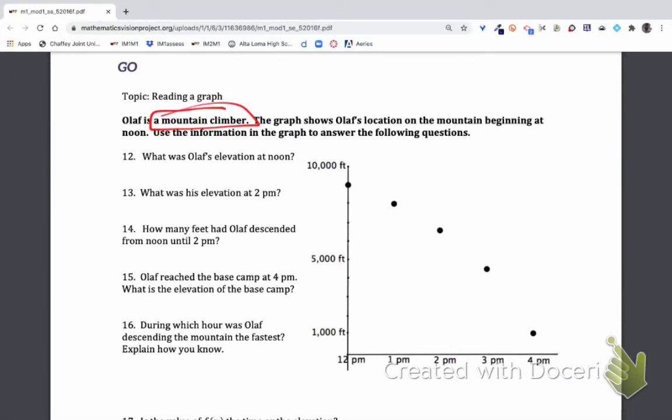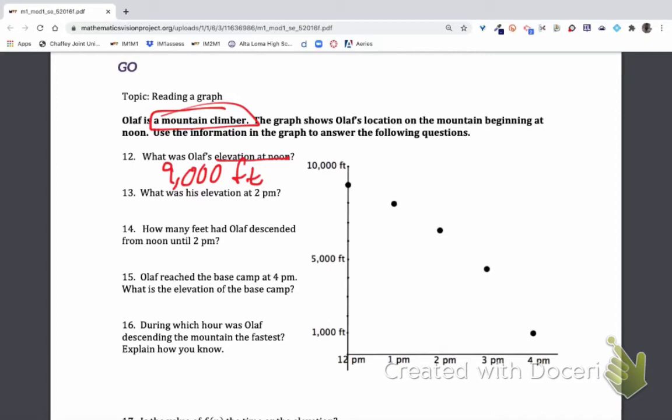So Olaf is a mountain climber, not a snowman. And what we're looking for here is his elevation at noon. So if you look, you've got 1,000, then 5,000, then 10,000 up here. And if you look in between, you've got 1, 2, 3, 4. So maybe this is 2,000, 3,000, 4,000, 5,000, 6,000, 7,000, 8,000, 9,000, 10,000. So looking at this, just to clean this up a little bit, we should see that the elevation at noon is at 9,000 feet.